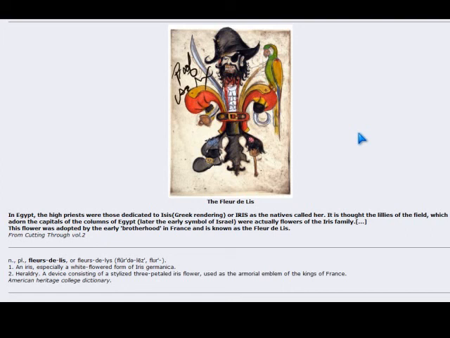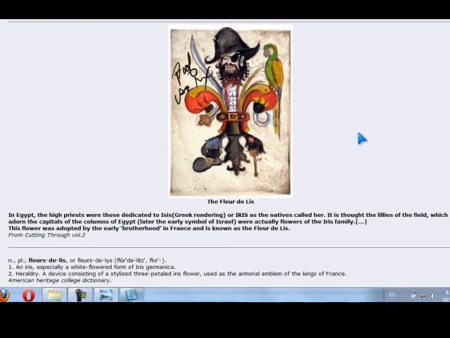So what did I just prove to y'all? That this symbol goes back to ancient Egypt, man. So with that, I say shalom.